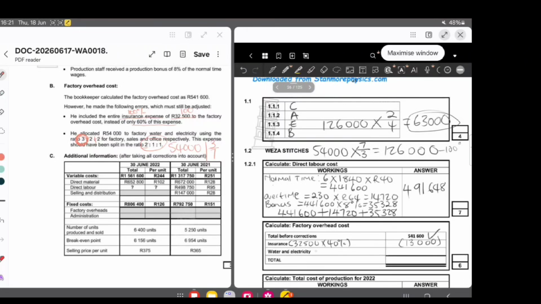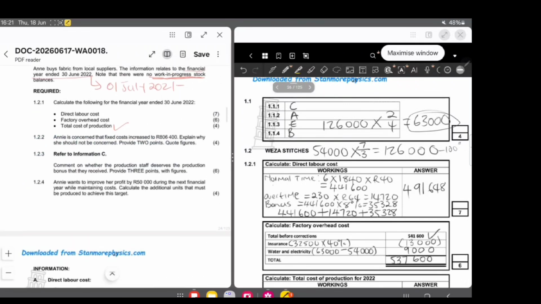So you can say 63,000 minus 54,000 rands, then you get your difference. It means he was supposed to add an extra 9,000. And then now we are done. We can calculate the sum there, which I'm getting as 537,600.